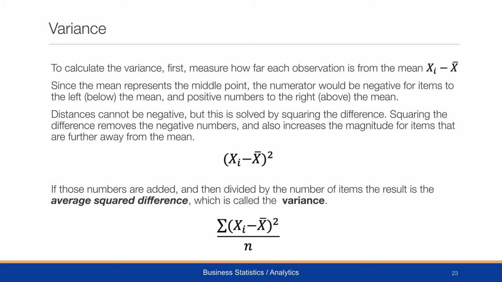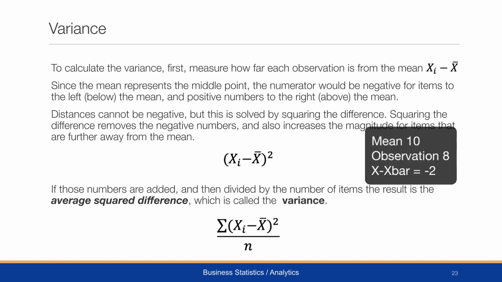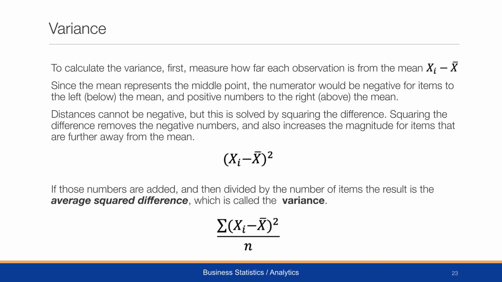But if we do this, we're getting a distance that could be negative, and that's going to be a problem, because distances can't be negative. So again, consider that we have an example where the sample mean is 10, but we're looking at an observation of 8. You do 8 minus 10, you're going to get negative 2. That's not really right. The distance is really 2. So since distances cannot be negative, it is solved by squaring the difference. So what we're going to do is square each of those numbers.